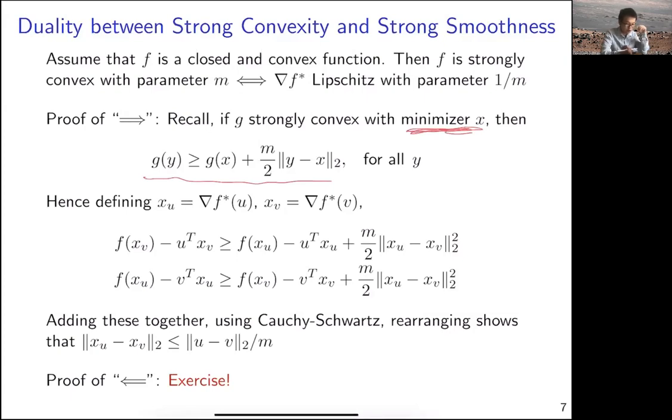Now let's define xu to be the gradient of f star, the conjugate, at u, and xv to be the gradient of the conjugate at a different place. We want to work out the Lipschitz property of this gradient of f star, so this is a natural thing to do. We want to bound the difference between these two using the differences of u and v, right? So suppose we write this, and now let's make use of the properties of strong convexity of f.